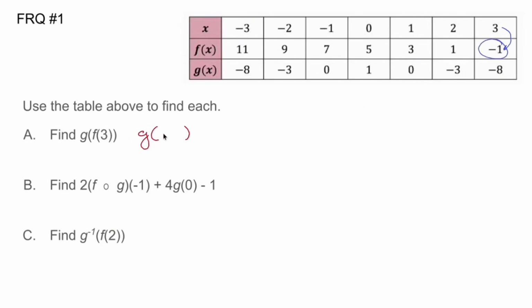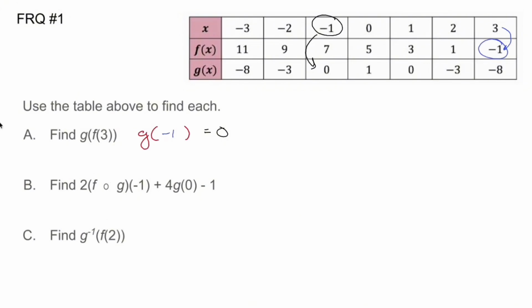So f of 3 is negative 1. Now that I have negative 1, I need to find g of negative 1. So we do the same thing, go to our table and go to where you have negative 1, and g of negative 1 is going to be 0.